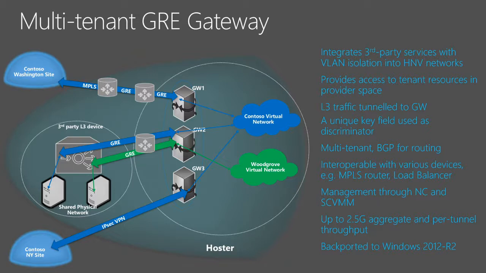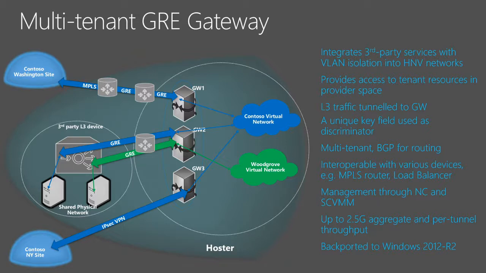What we essentially do there is we build a GRE tunnel between the physical appliance and the gateway, and we tunnel all the tenant traffic into the gateway. And the gateway again is multi-tenant. It is capable of looking at different GRE tunnels and mapping the traffic on the GRE tunnel to the virtual network.